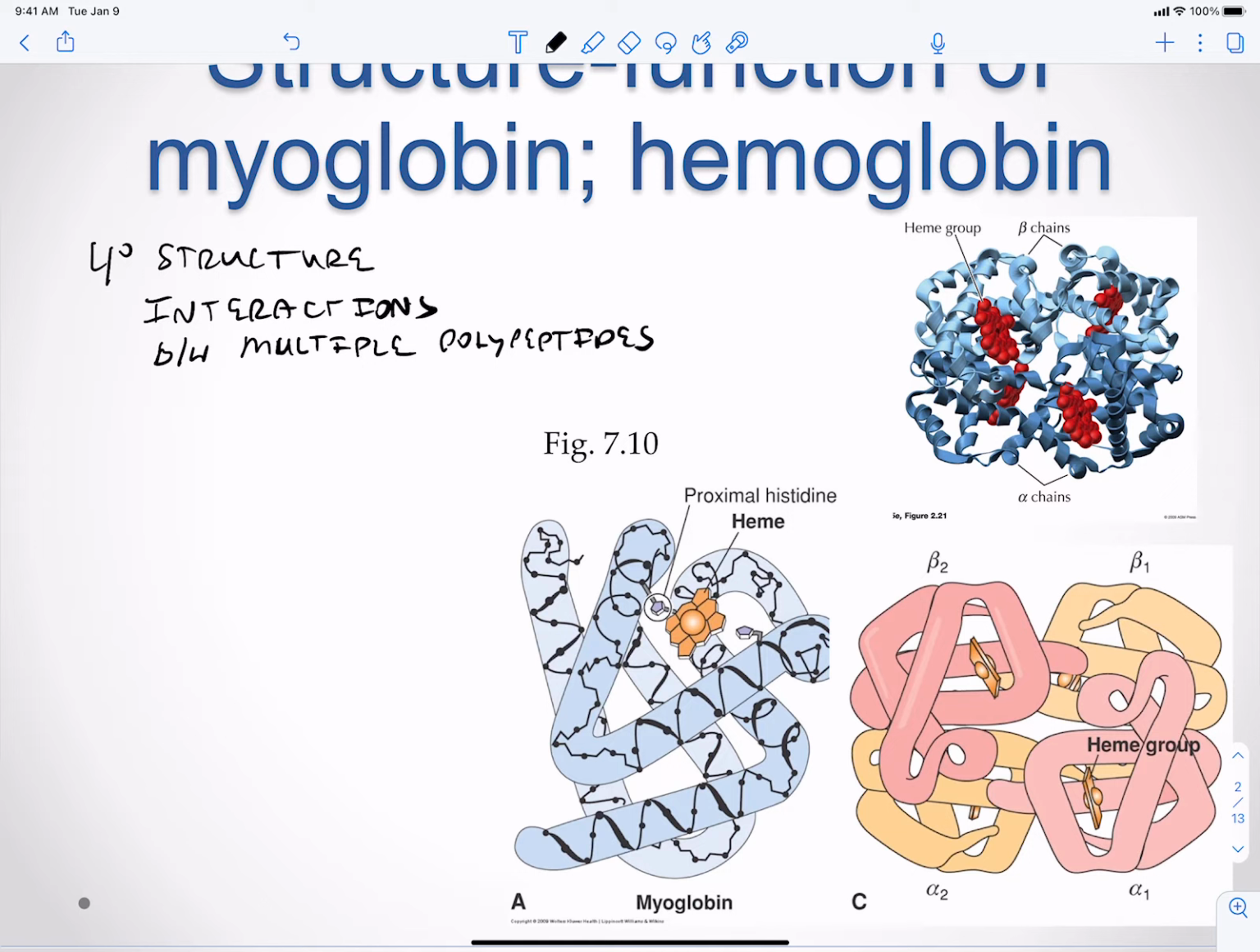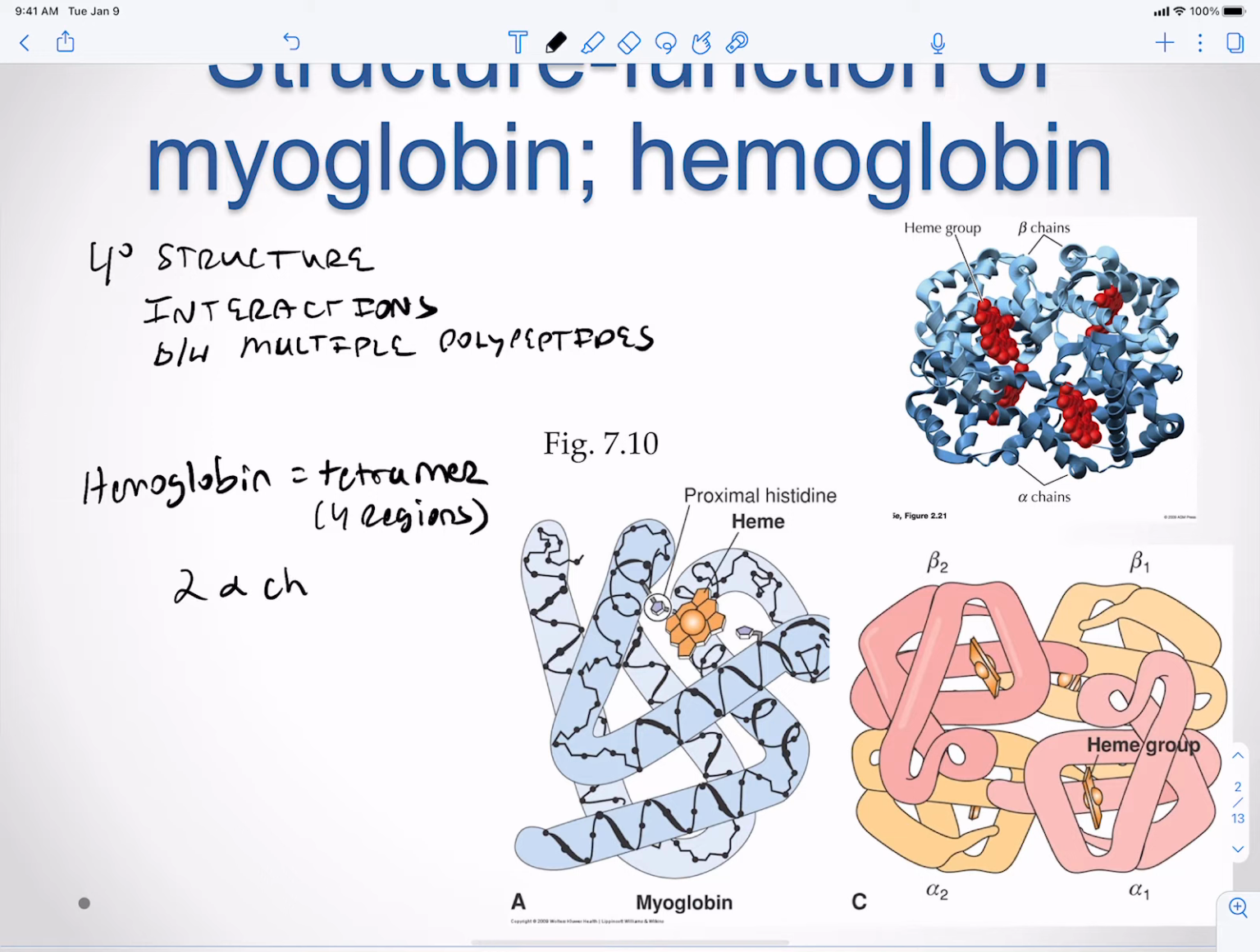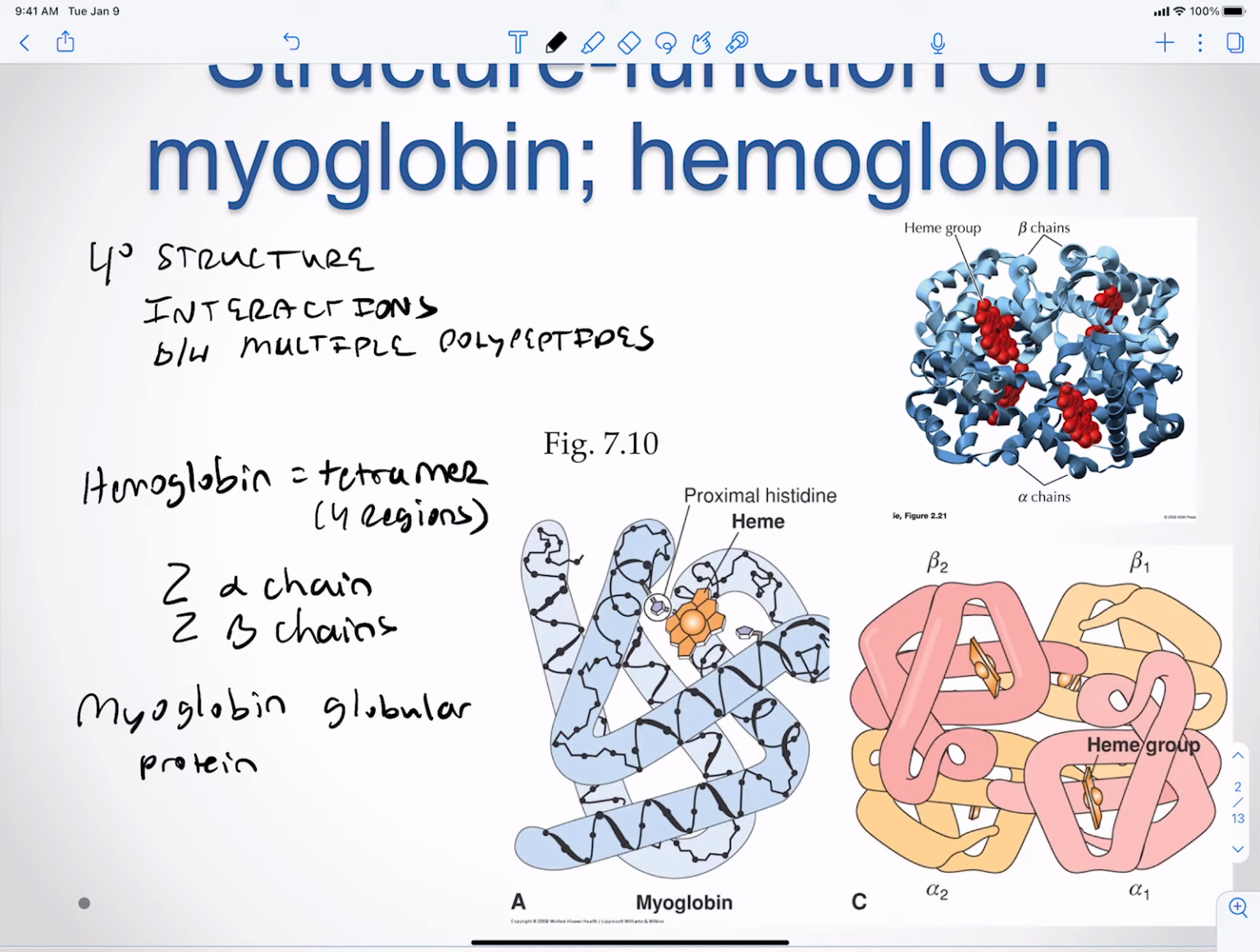So a hemoglobin is a tetramer, and a tetramer just means that it has 4 regions. In the case of hemoglobin, it's going to have 2 alpha chains and 2 beta chains. And then you have myoglobin, and this is going to be a globular protein. It has 1 polypeptide chain, and it's going to have 1 oxygen binding site.